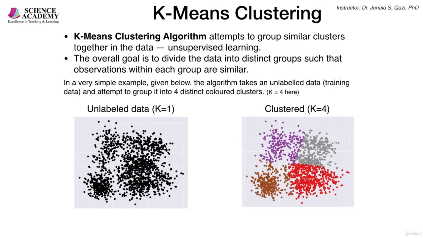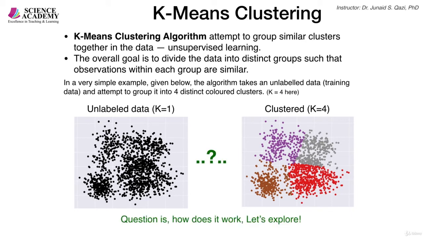In a very simple example given below, the algorithm takes unlabeled data, which is our training data, and attempts to group it into 4 distinct color clusters on the right side. So k equals 4 here. K equals 4 means we want to divide this data into 4 clusters.